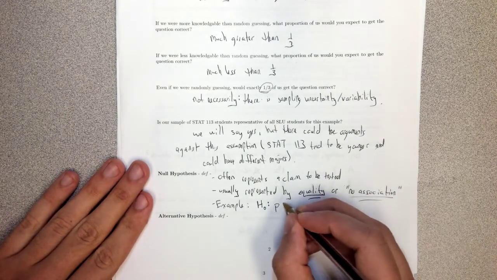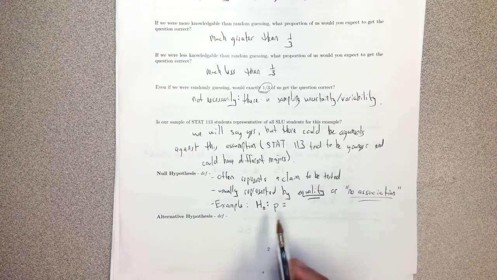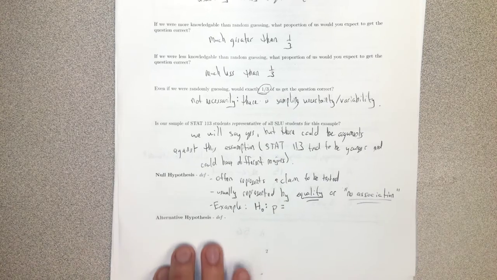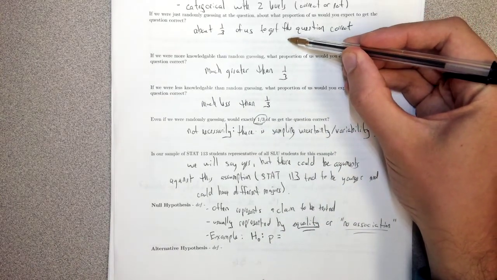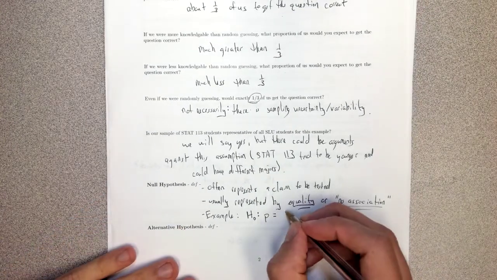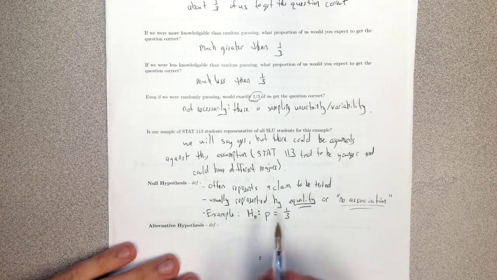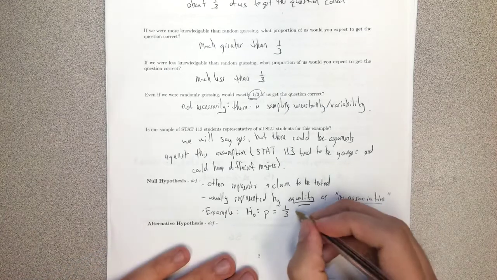And then we're just going to think about, all right, what would the proportion of correct answers be if people were just randomly guessing? And so we've actually already answered that. We answered that up here. If we were randomly guessing, we'd expect about a third of people to get the question right. And so our null hypothesis is that the true population proportion is just going to be a third, corresponding to random guessing.